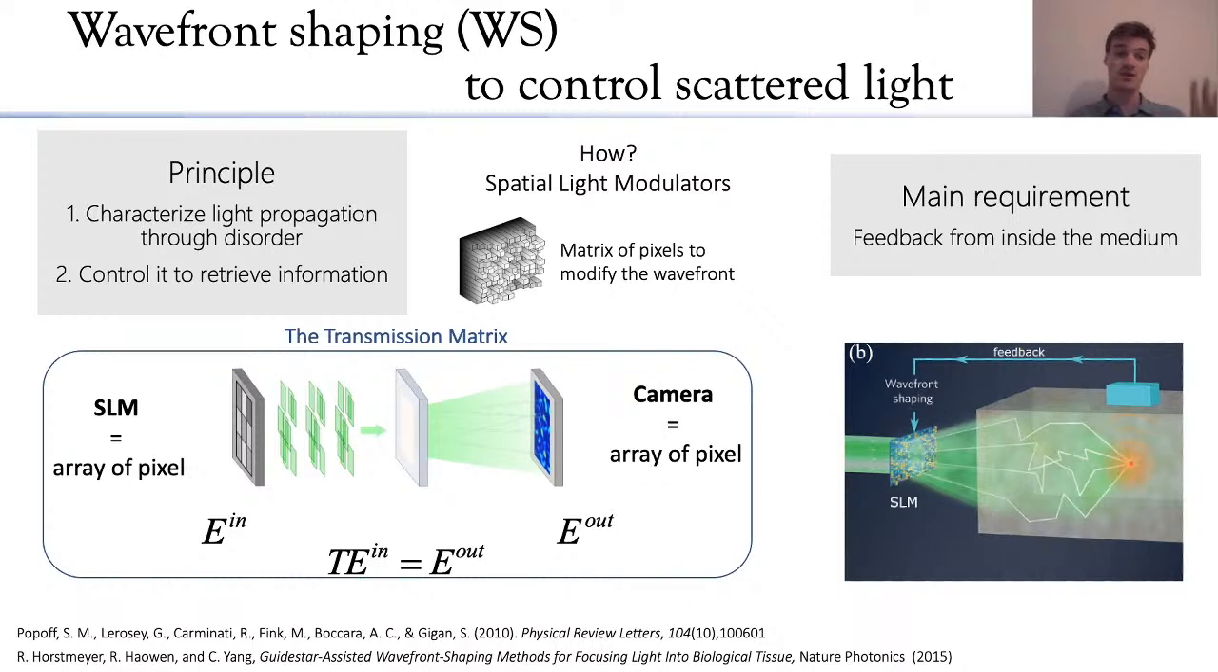You display a basis of modes on the spatial light modulator, and you retrieve the output field from the camera sensor. Then you have this linear relationship between the input field and the output field, which is the transmission matrix. You can use this operator to control light, so you can focus light in transmission, and you can also use it to do some imaging. The point I want to stress on this slide is that if you want to measure a transmission matrix inside biological tissues, you need to place the camera or sensor inside the body, which is of course highly invasive, and you cannot do that for biological applications.